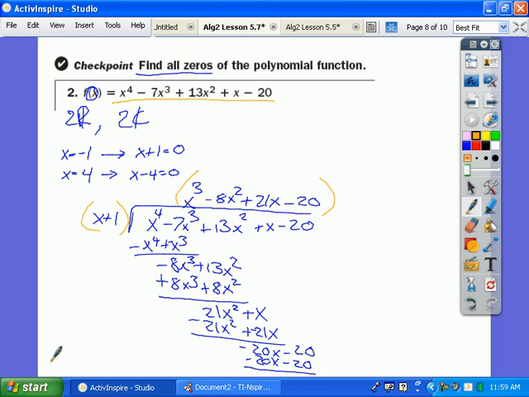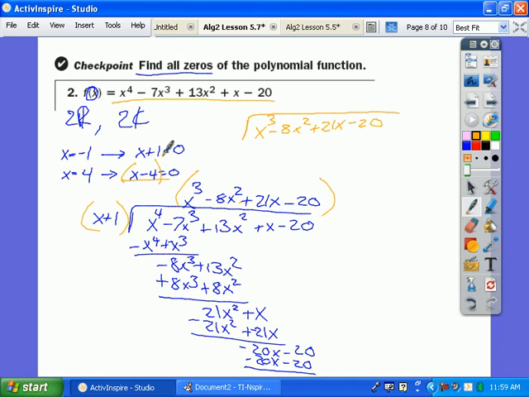But unfortunately, we don't really have a good way to solve cubic polynomials, so we're going to divide again. This time I'm going to take the cubic polynomial and divide it by the other factor, x minus 4. So we have another long division to do here. So x cubed minus 8x squared plus 21x minus 20. And we're going to divide this time by the other factor.